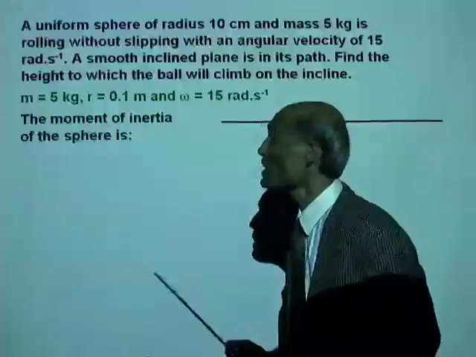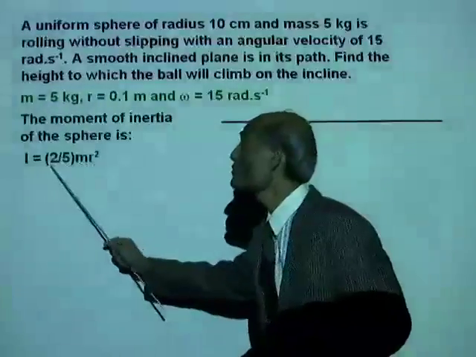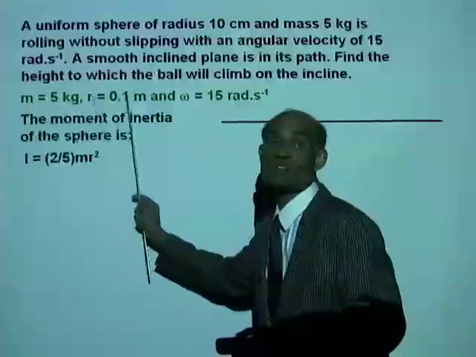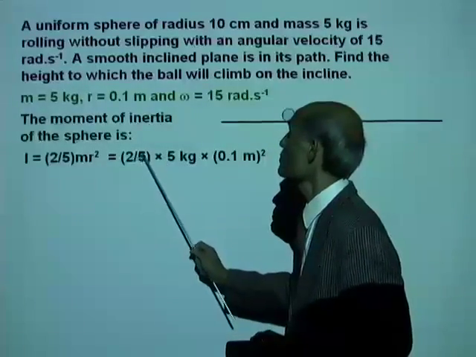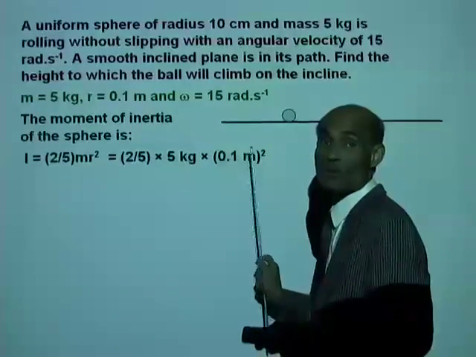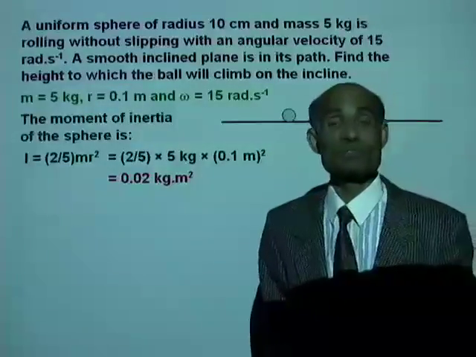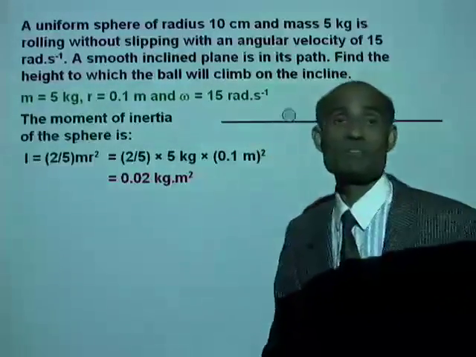The moment of inertia of the sphere, let's find the moment of inertia first, is 2/5 mr squared. We know the mass, we know the radius, so use those values, 2/5 mr squared, and that will be 0.02 kilogram meter squared is the moment of inertia.